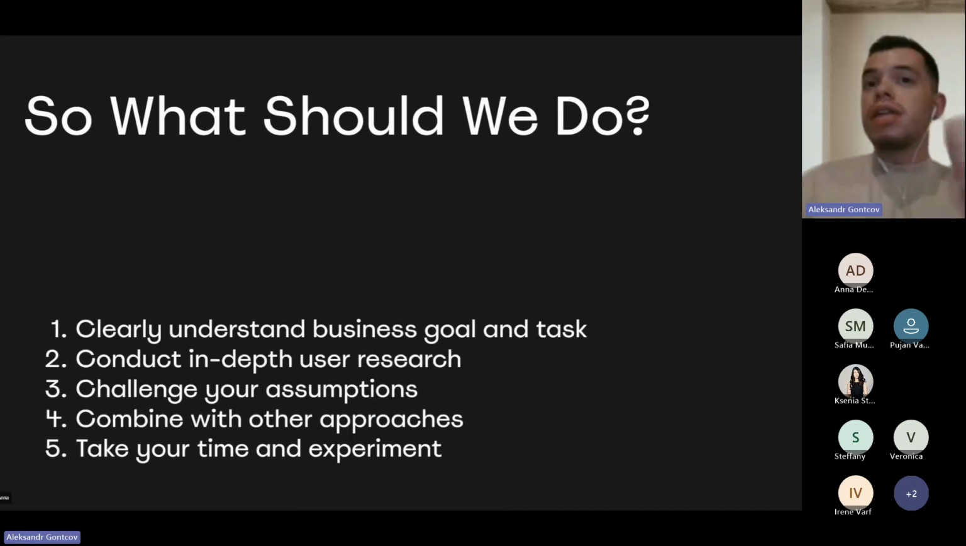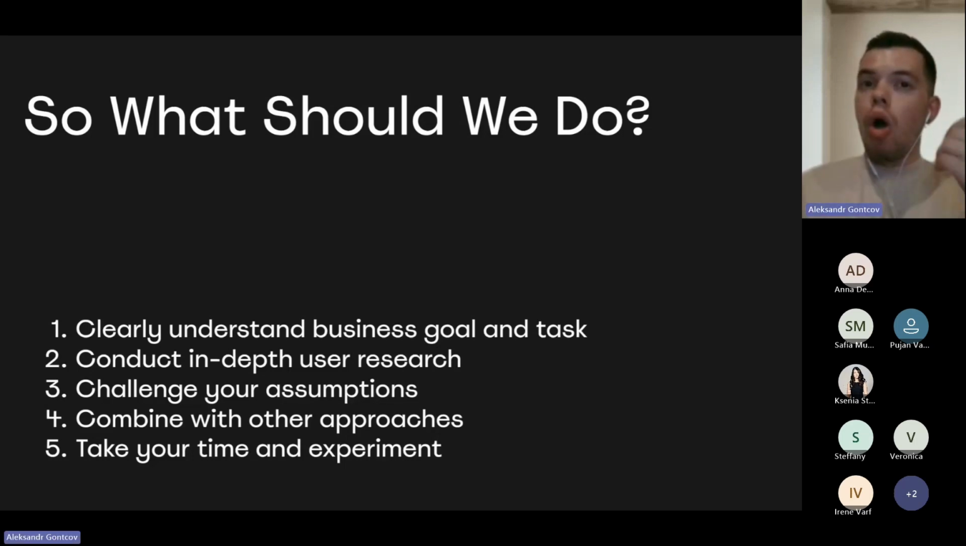First of all, clearly understand business goal and task. You need to answer the question for yourself: what am I trying to do? What am I trying to solve? Then conduct in-depth user research. Again, we are here about users. Your assumptions are great because you know more about your products, but please go to your customers, talk to them, and understand what they want.